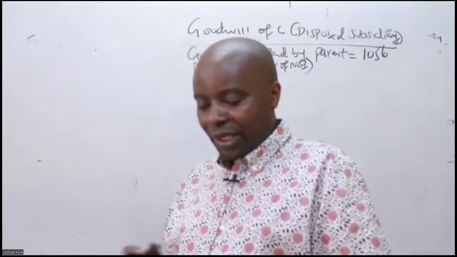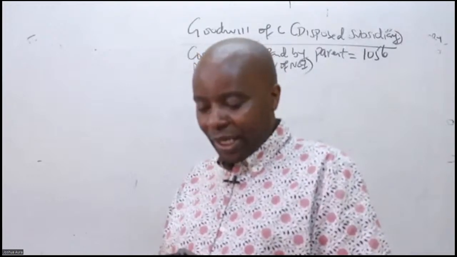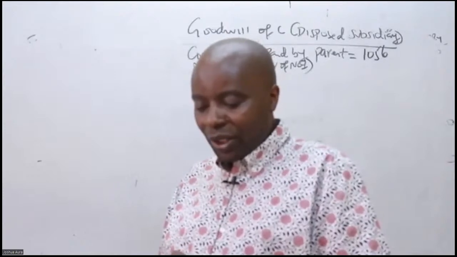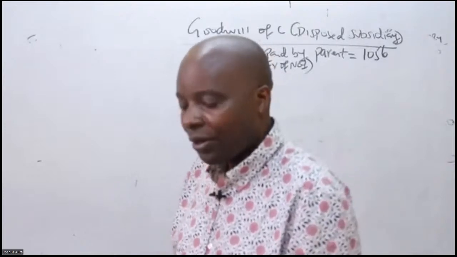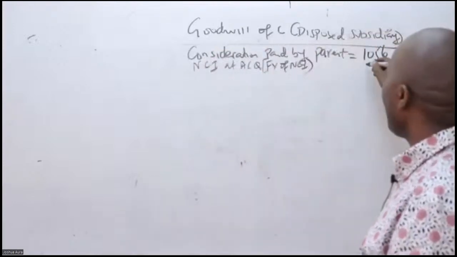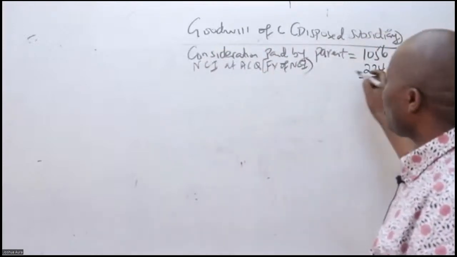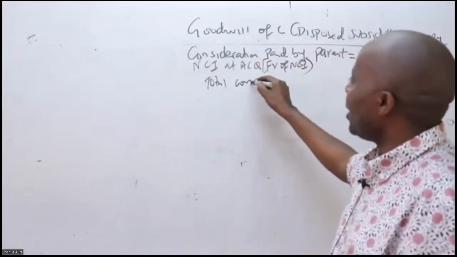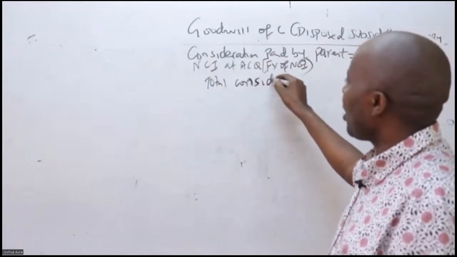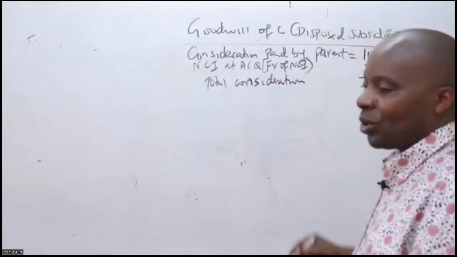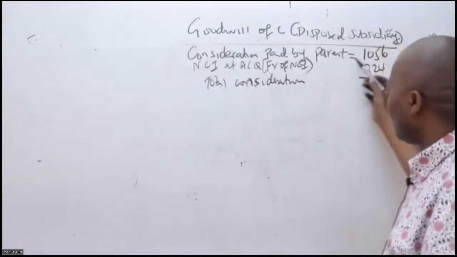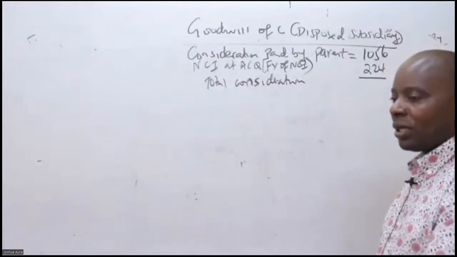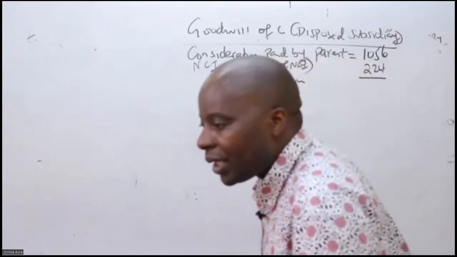Right? So in this case here, the fair value of NCI at acquisition is 224. So then what is the total consideration? Please add the two. So in this case, it is 1280.